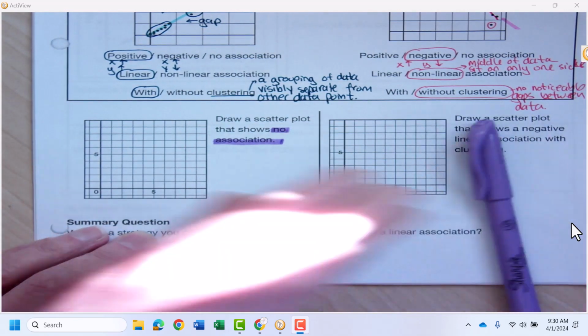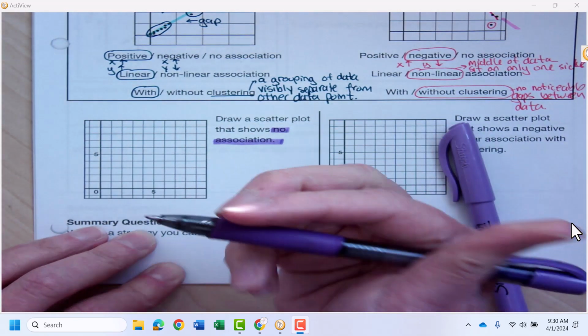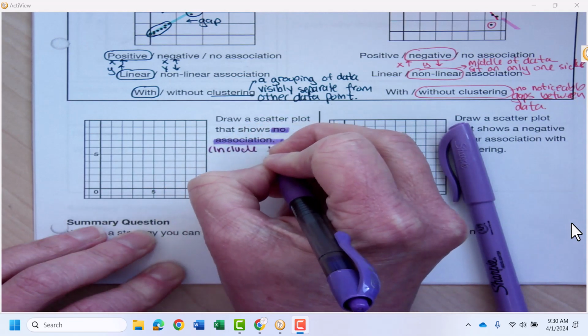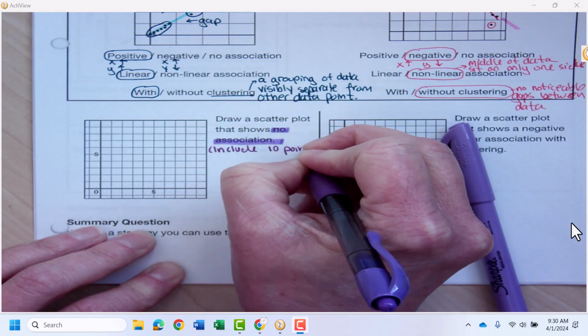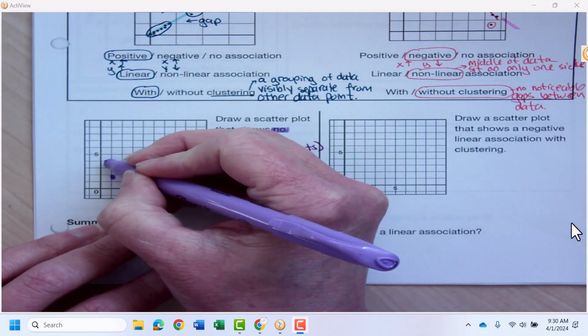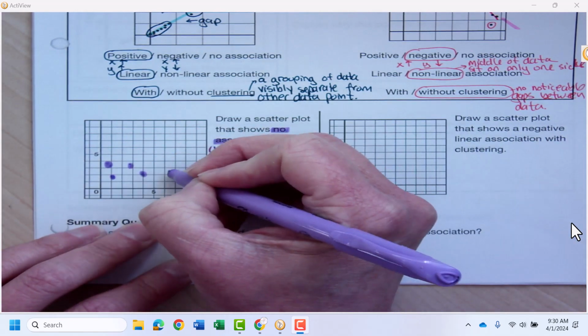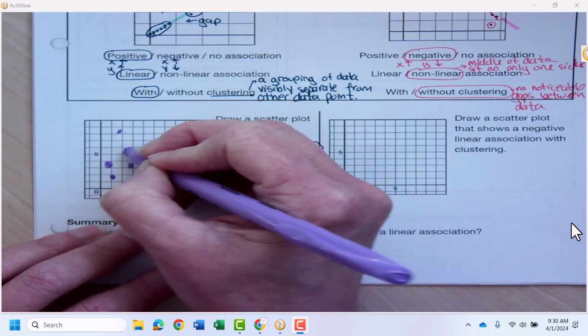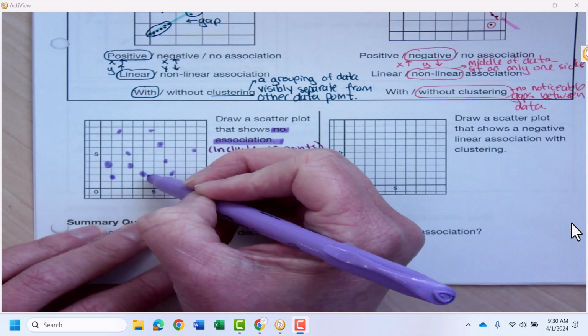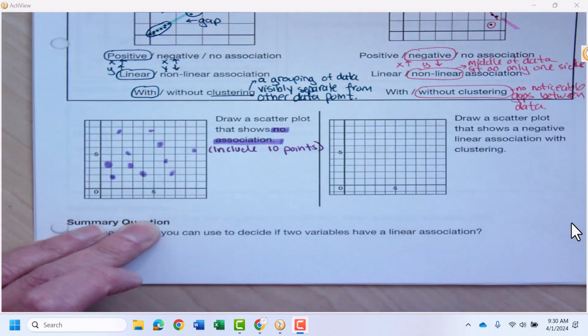So let's include at least 10 points in our plot, just so we can see clearly whether it has an association. So how many is that? 1, 2, 3, 4, 5, 6, 7, 8, 9. I actually have 11 there.